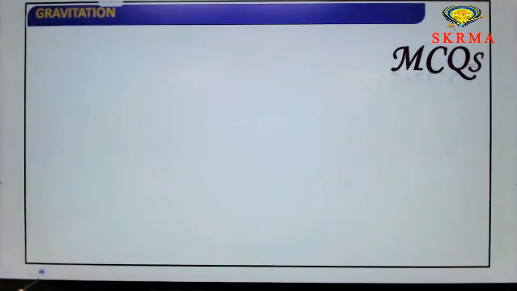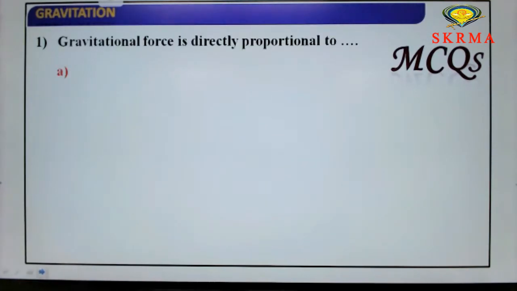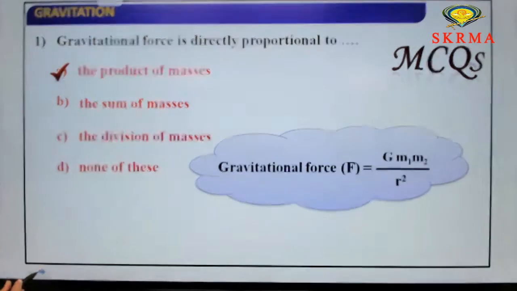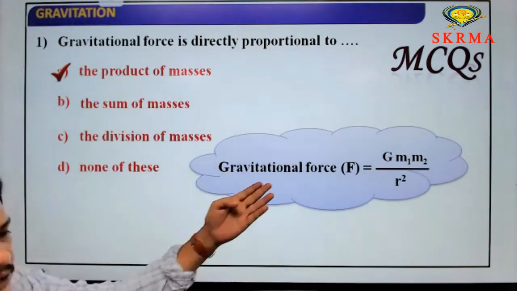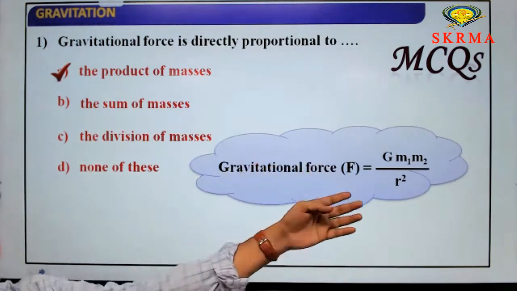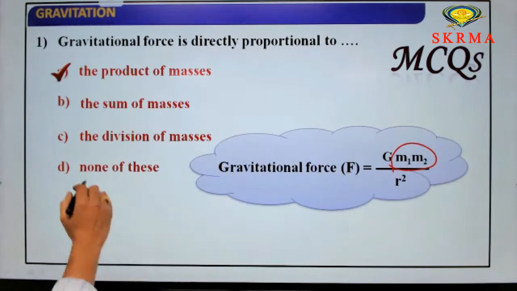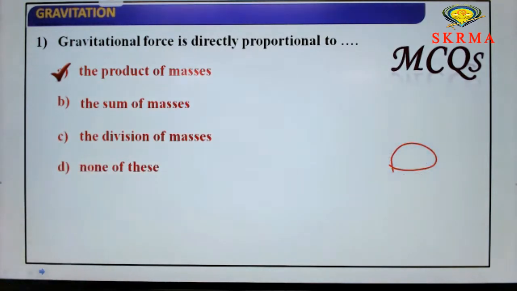If you observe this question, the gravitational force is directly proportional to: the product of masses, the sum of masses, or the division of masses. This is also a basic question. Which one is the correct answer? From this equation, the gravitational force is proportional to the product of masses, M1 into M2. That's why the correct option is option 1.